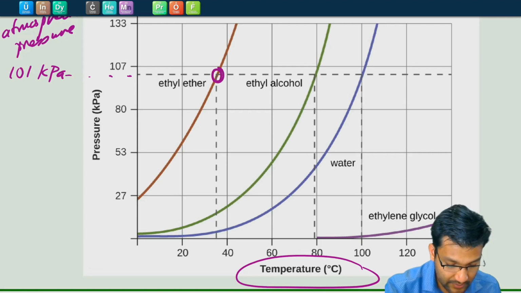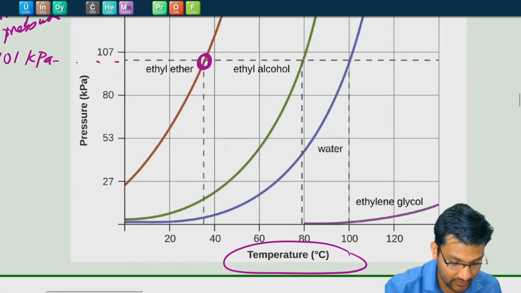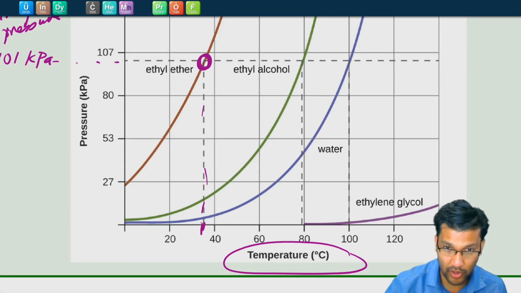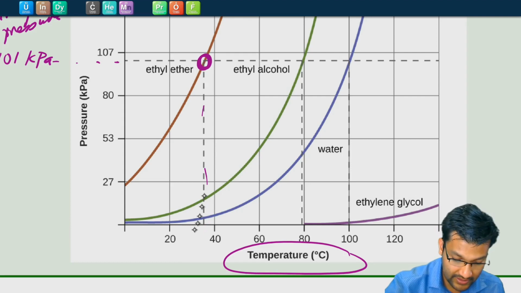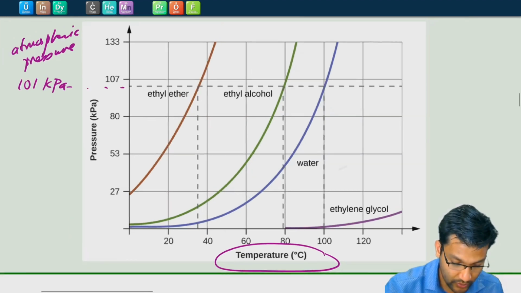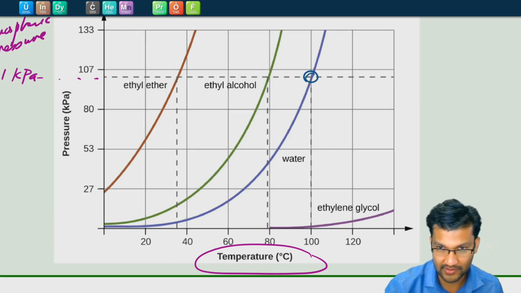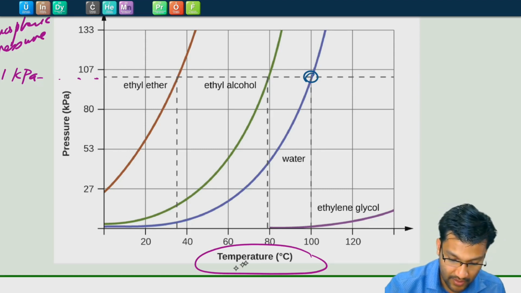And the temperature at which the vapor pressure is equal to atmospheric pressure, that's the boiling point of that liquid. So if we look at the example here for water, which is in blue, because why not? Water is blue. The temperature at which the vapor pressure of water is equal to the atmospheric pressure is 100 degrees Celsius. And that's how that works.